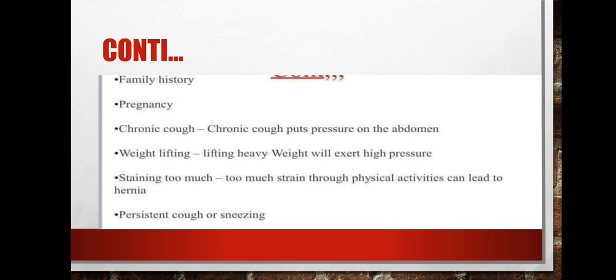Family history is one of the risk factors. If one member of your family, like a brother, sister, or mother, has a hernia, you are at risk of hernia. Pregnancy: in pregnancy the mother gains weight, which puts pressure on the abdominal region, so it can push out the intestine or tissues.